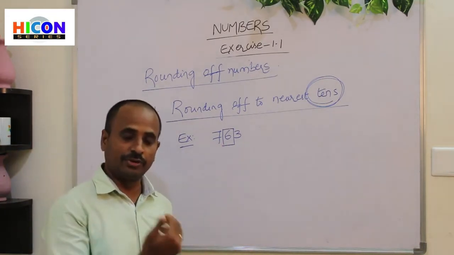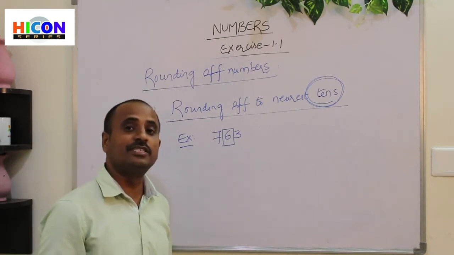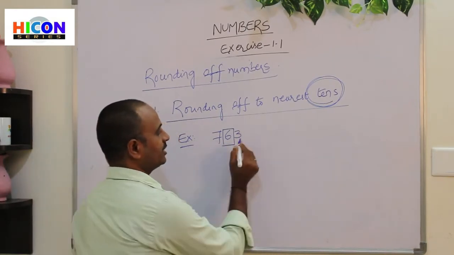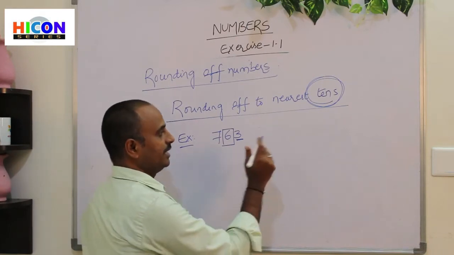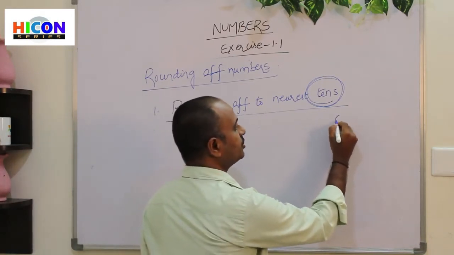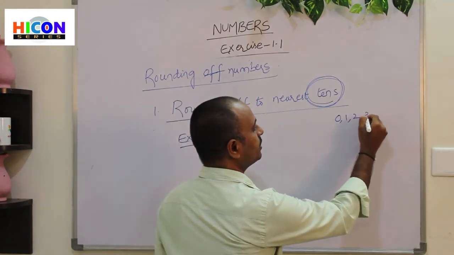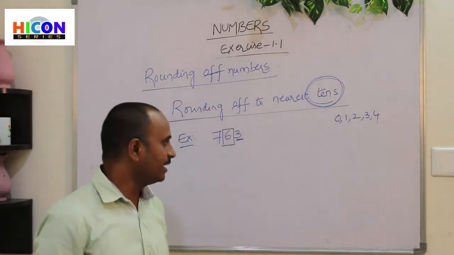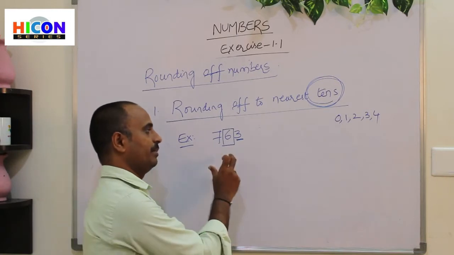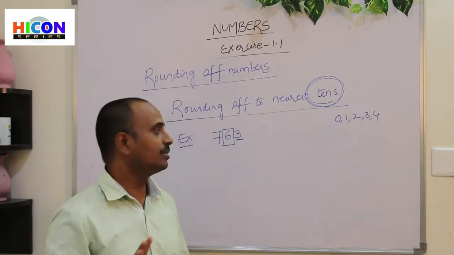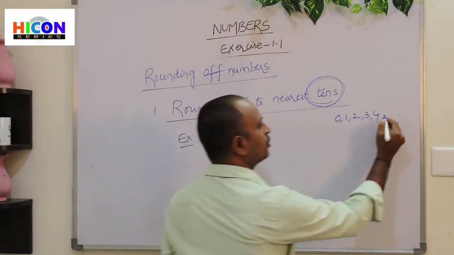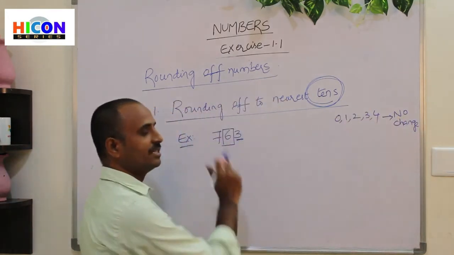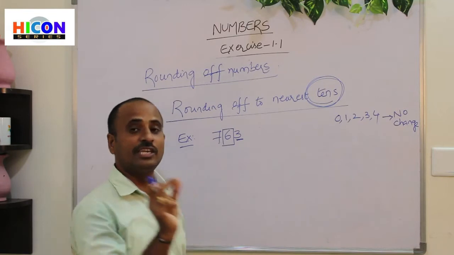Next, check the next digit, the one on the right side of it. Here the next digit is 3. If the next digit is less than 5, that means 0, 1, 2, 3 or 4, then we round off the given number by keeping the same tens. That means the tens should not be changed.